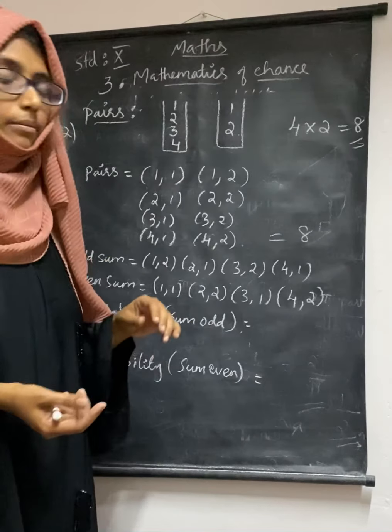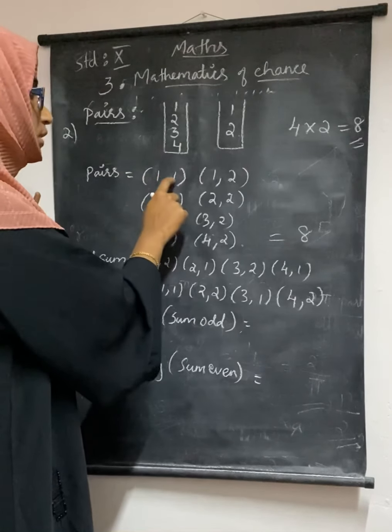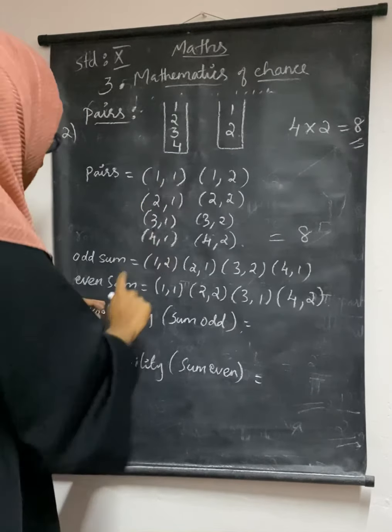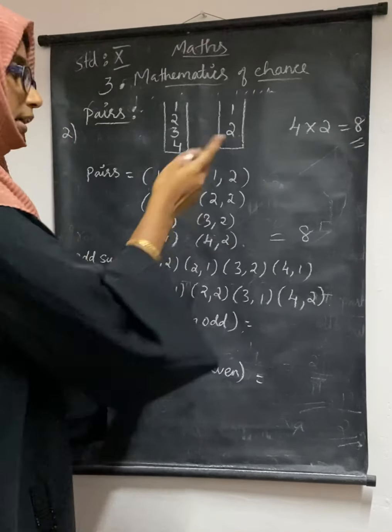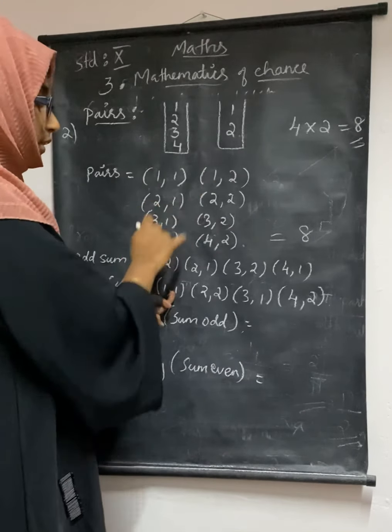Next, the even sum you have to see. 1 plus 1 is 2, it is even, so I can put it under even sum. 1 plus 2 is 3, it can't, it is odd. 2 plus 1 is 3, can't. 2 plus 2 is 4, even. Next, 3 plus 1 is 4, even. 3 plus 2 is 5, can't. 4 plus 1 can't. 4 plus 2 is 6, even. So these come under even sum.